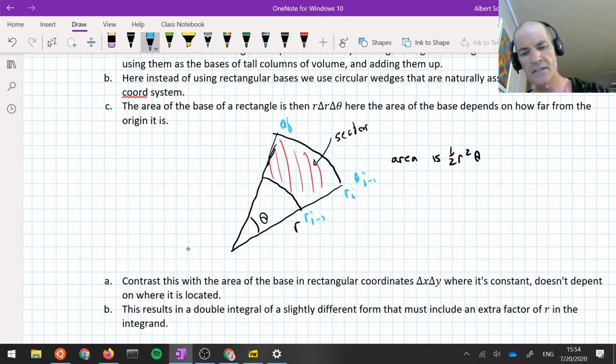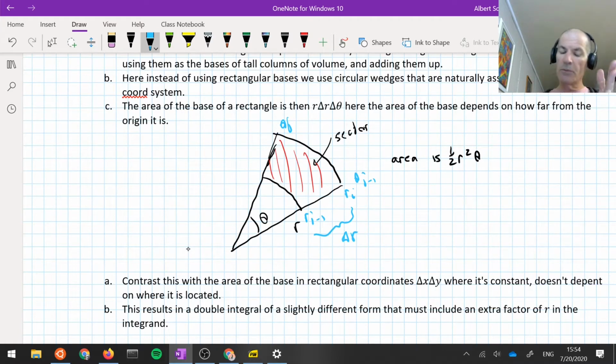All right, this distance right here is delta r, because we've uniformly chopped up the radial direction. And in fact, this angle right here is going to be delta theta, because again, we've chopped up the angular direction uniformly. So each step is the same size. Now, if we want to calculate the area of this shaded red region, we need the area of this sector minus the area of this sector.